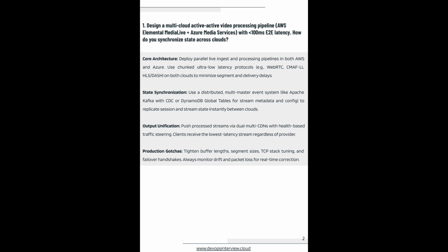Got it. So how does this special database approach work? The core is that conflict-free, multi-master distributed database. Think systems like DynamoDB Global Tables on AWS, or Cosmos DB multi-region on Azure, or maybe even something like Redis Enterprise Active-Active. These are essential because they let both clouds read and write state data simultaneously from anywhere, and the database itself figures out how to keep everything consistent. The conflict-free part is crucial. It means if AWS and Azure both update, say, a stream setting at almost the exact same time, the database has built-in rules to resolve that without causing errors or losing data.